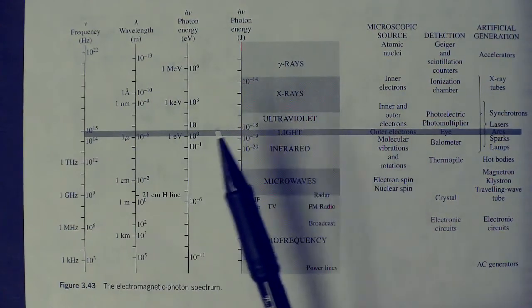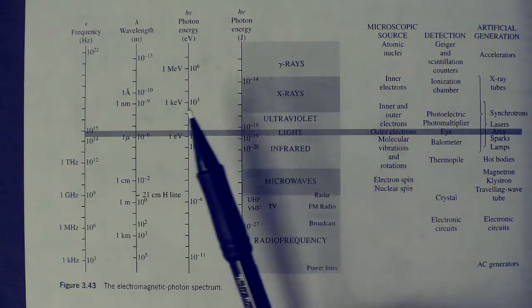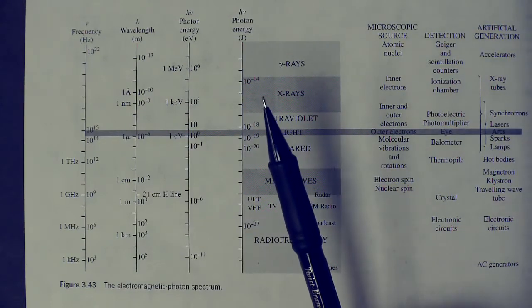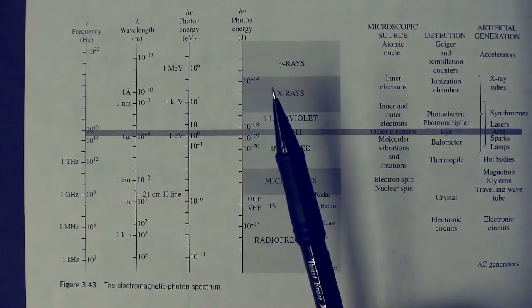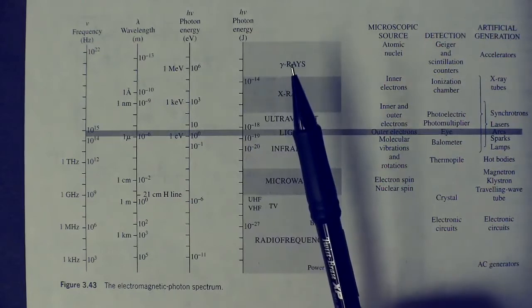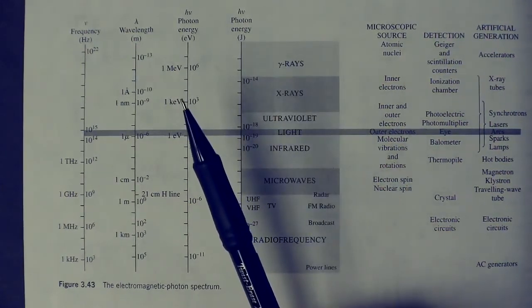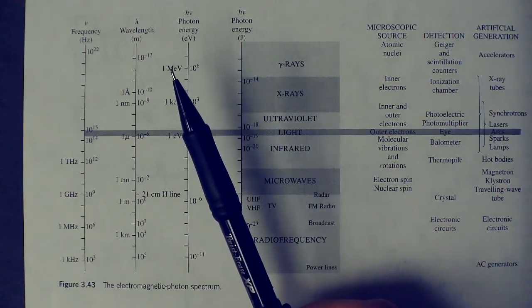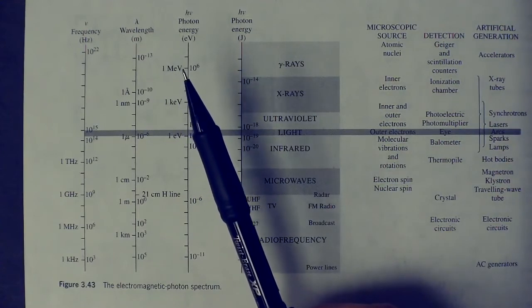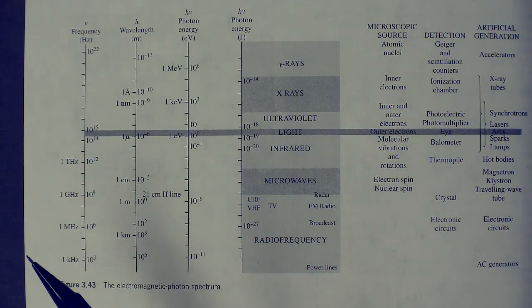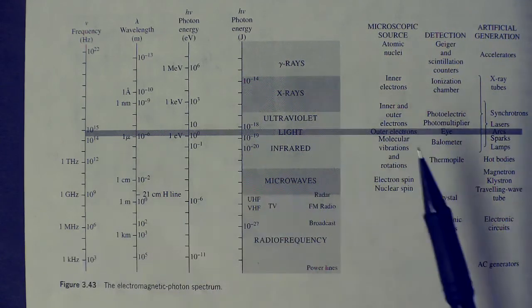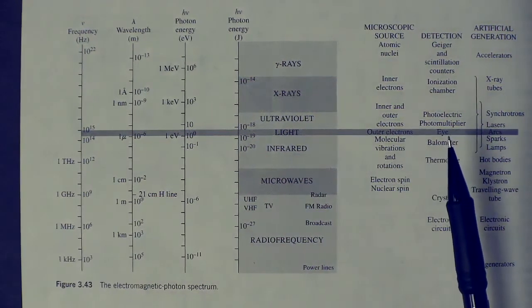Ultraviolet light has shorter wavelengths, X-rays still shorter, and you go up to even shorter wavelengths, we call them gamma rays. And here the photon energies start to be stupendous. 1 mega-electron volt. That's a lot of energy in a single photon. It can do a lot of damage. Over on this side of the chart is very useful.